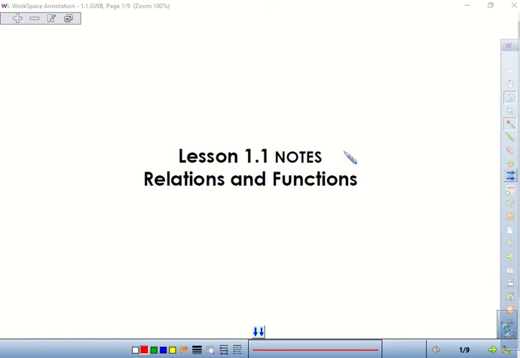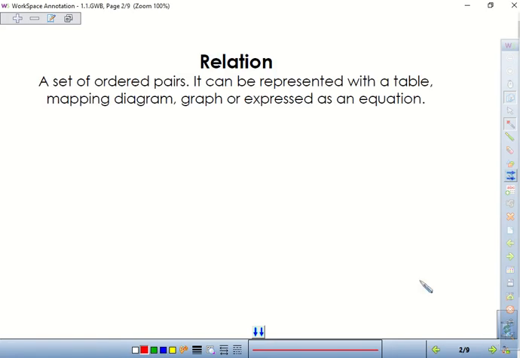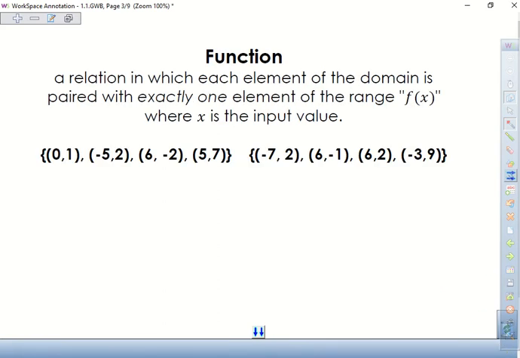Right, so we're starting. Today we're going to start 1.1, which is going to be relations and functions. A relation is a set of ordered pairs. It can be represented with a table, a mapping diagram, a graph, or expressed as an equation. So there are functions, which are relations, but to be a function, you have to be a special type of relation with a special set of requirements, okay, in addition to these.